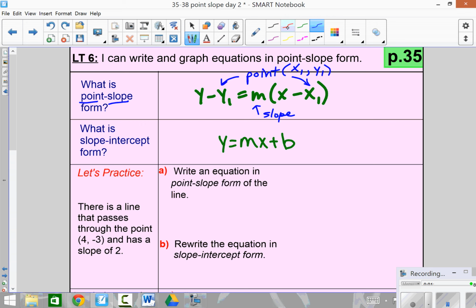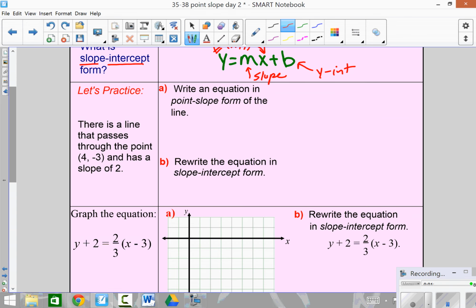Slope-intercept form, remember these two are related. This is y equals mx plus b. It's called slope-intercept form because our m is our slope, the same as the m in the above form. Our b is our y-intercept, hence the name slope-intercept form. And then we have our x, y ordered pair. Remember, these two forms are related to each other. Let's practice what we learned yesterday.